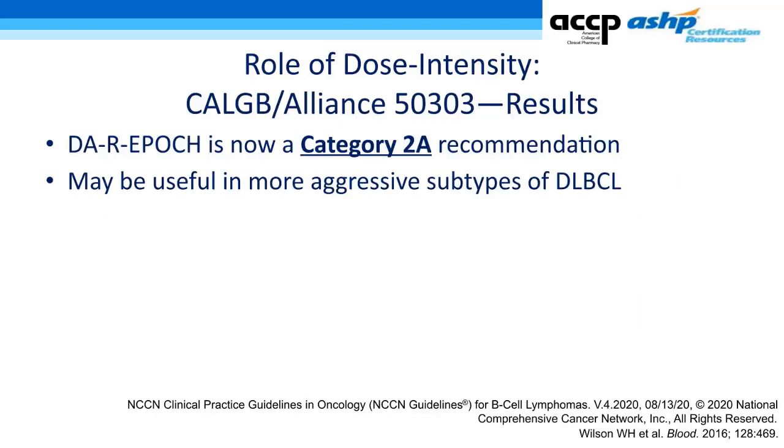So what do we do with these results? Well, as I said before, on the whole, it's still R-CHOP. This study did not provide compelling evidence that dose-adjusted R-EPOCH should be the standard of care for all patients with diffuse large B-cell lymphoma. It's actually now a Category 2A recommendation as opposed to the Category 1 recommendation of R-CHOP. The little asterisk here, though, is that the selection of dose-adjusted R-EPOCH may be appropriate in more aggressive subtypes of diffuse large B-cell lymphoma, which we'll go over in the upcoming slides.